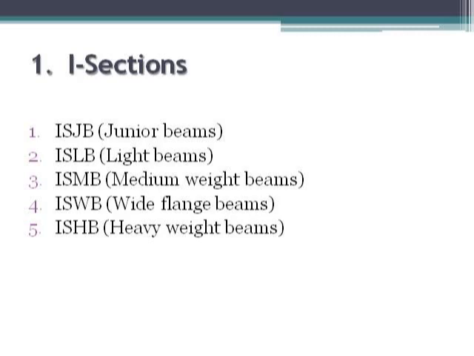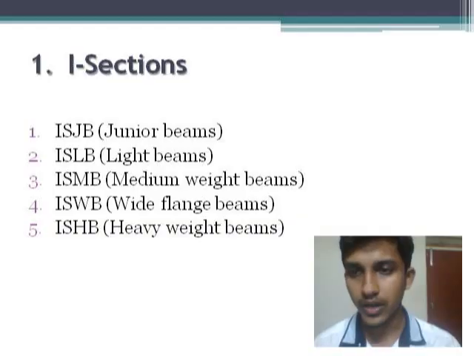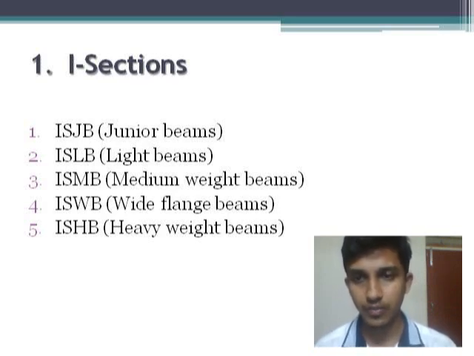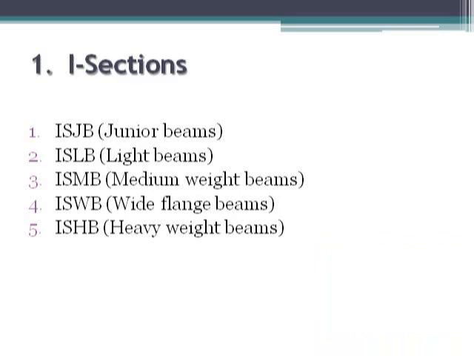Second one is ISLB, which is Indian Standard Light Beams. Then MB, which is medium weight beams. Then WB, that is wide flange beams. And then HB, that is heavy weight beams. So these 5 come under I sections. ISMB we generally use for floor beams, for floor construction.